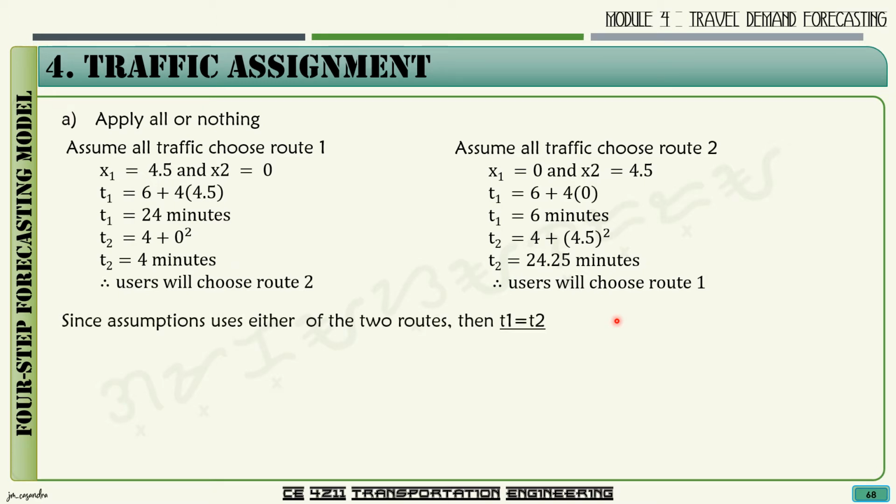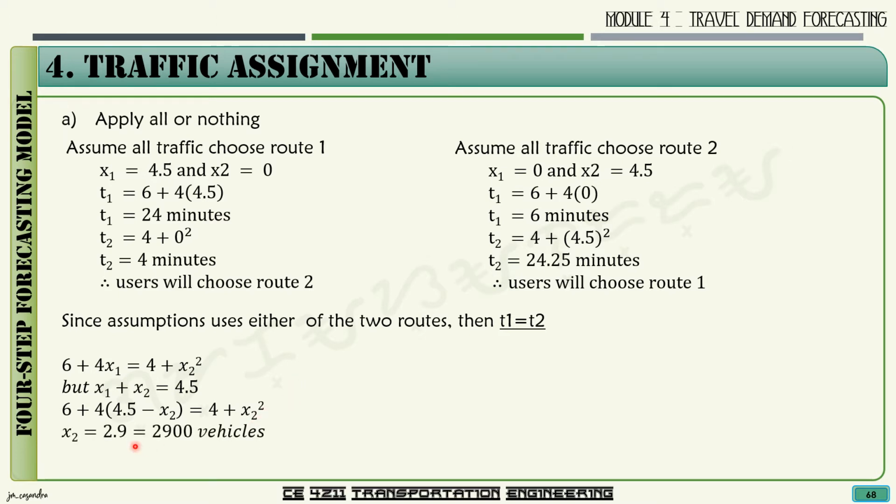So since the assumption now uses either of the two routes, then T1 is equal to T2. With this, we'll now equate our equations. 6 plus 4x1 is equal now to 4 plus x2 squared. And we know that x1 plus x2 is equal to 4.5, so we could substitute our values in terms of x1 or x2. In here, we now use x2. So 6 plus 4 times (4.5 minus x2) is equal to 4 plus x2 squared.